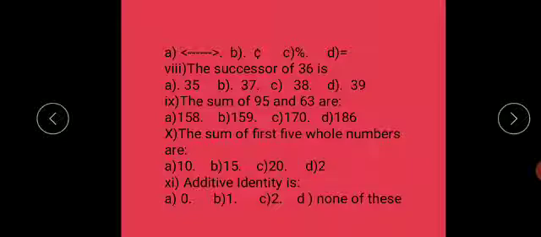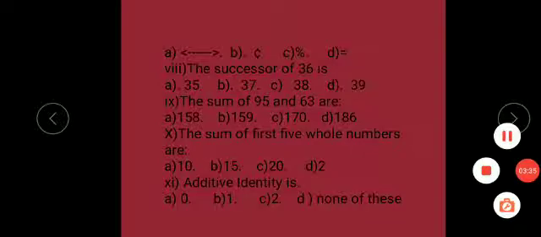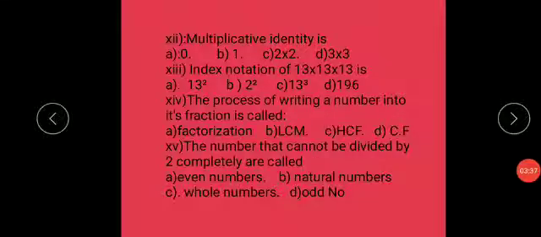You have to solve it in rough work, then you will take the right answer. 11th part: additive identity is 0, 1, 2, none of these. 12th part: multiplicative identity is 0, 1, 2 multiplied by 2, or 3 multiplied by 3. 13th part: index notation of 13 multiplied by 13 multiplied by 13 is 13 raised to power 2, 2 raised to power 2, 13 raised to power 3 and 196.